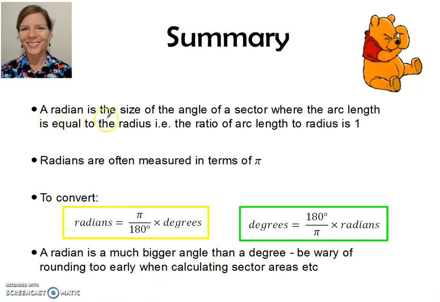So, in summary, a radian is the size of the angle of a sector where the arc length is equivalent to the radius. So the ratio of arc length to radius is 1. So you have this. Oops, forgive my terrible sector. That's radius, and that's also the radius. It's not an equilateral triangle just because it's all the same length. It's not actually a triangle. A few people make that mistake.